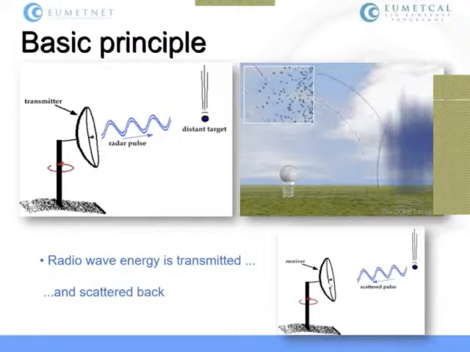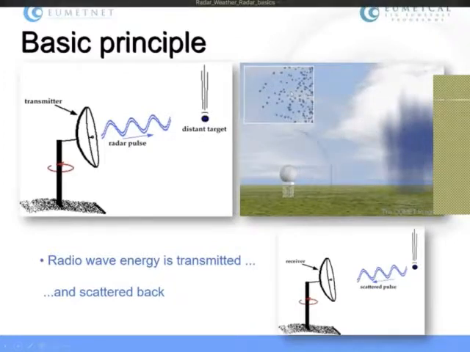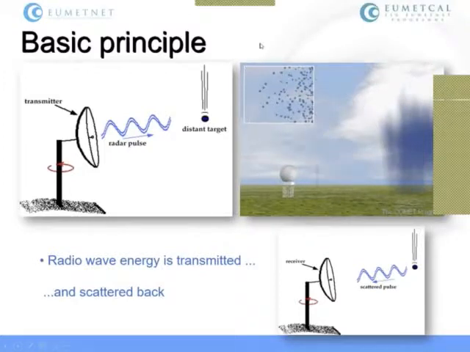We need to take into account that when we are doing measurements with the weather radar, we don't have just a single target, but the targets are distributed in the atmosphere, and we will see later how this contributes to the backscatter signal at the radar.